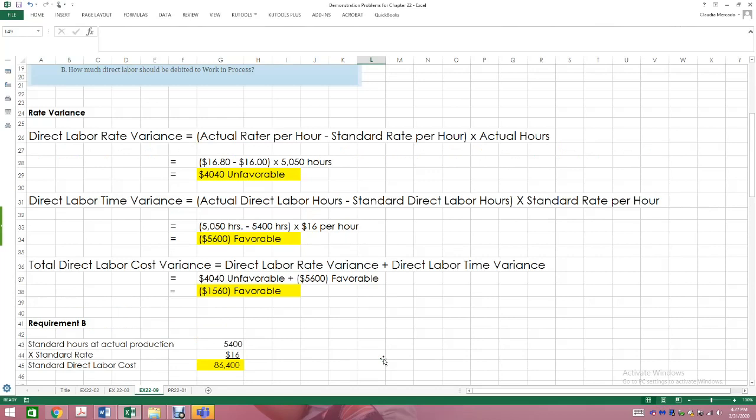So all of these formulas and examples are included in your ebook. Make sure that you read the chapter and follow the examples. It's very useful. That way you just know how to apply. And when looking for favorable or unfavorable variances, just compare your actual to your standard. If your actual is greater than your standard, then it's unfavorable. If your actual is less than your standard, then it's a favorable variance.